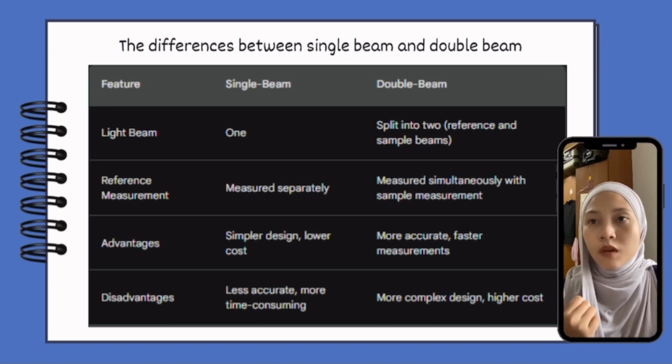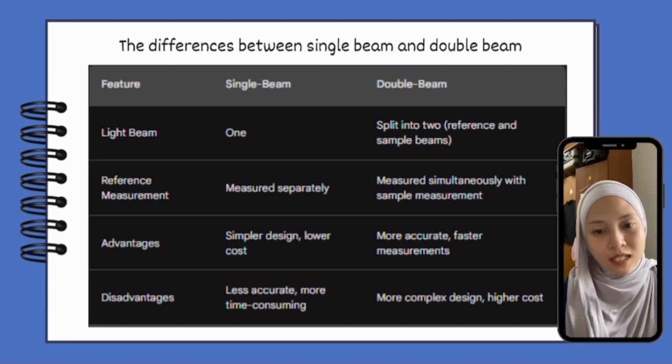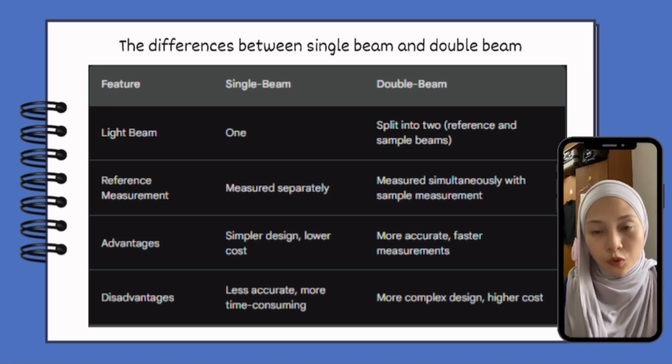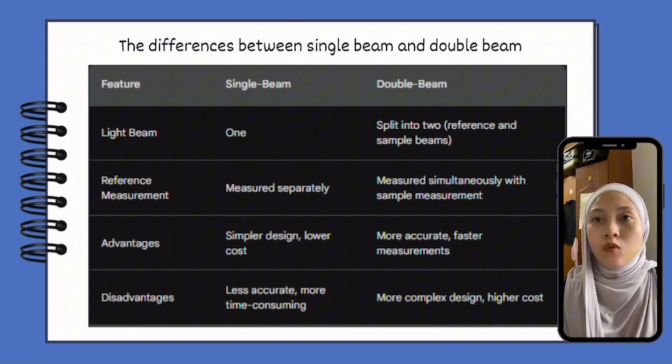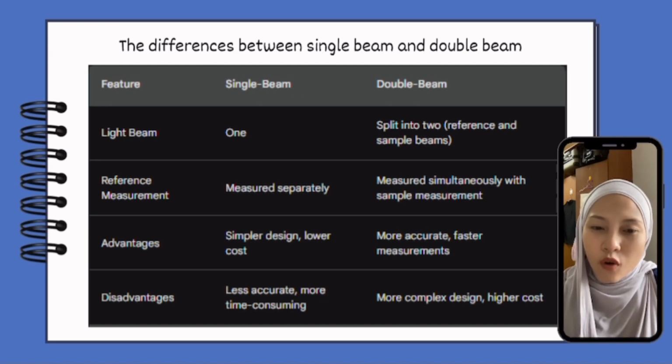For the measurement, the single beam measures separately, and the double beam measures simultaneously with the sample measurement. Thirdly, the advantage of the single beam is that it is simply designed and provides lower cost, while the double beam is more accurate and provides faster measurement. And lastly, for the disadvantage, the single beam is less accurate and more time consuming. While the double beam has a more complex design and offers higher cost.